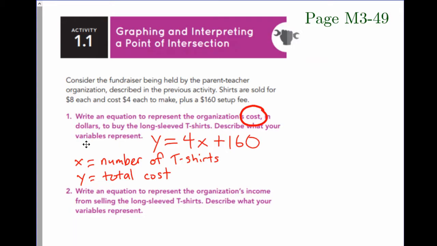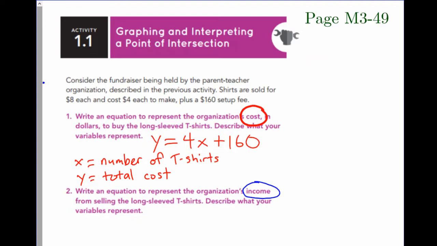Now we have to write an equation for number 2 that represents the income. The top one, number 1, was our cost, what we have to pay. Now we're writing a function for the money that we're going to get, the income we have. The only thing we're told about the income is that we're going to sell the shirt for $8. So there's not going to be a starting point or anything like that.